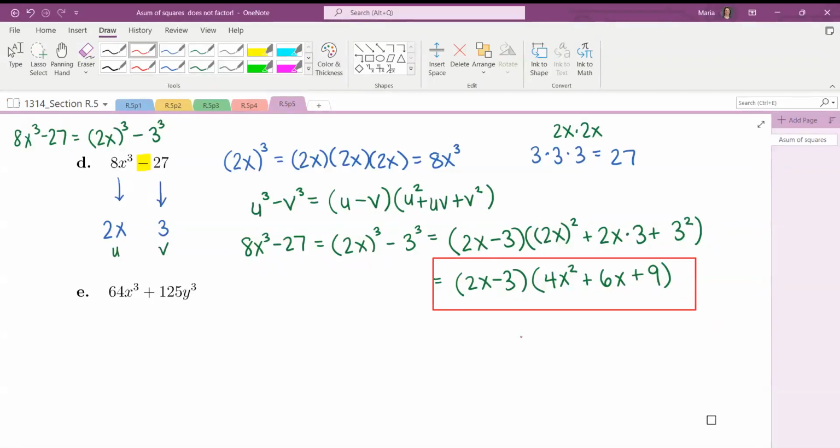Okay, always check yourself. Even I check myself when I'm factoring just to make sure you're right. It's 30 extra seconds to multiply it back out to make sure you did it right.